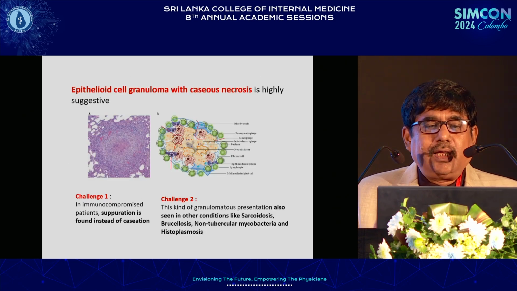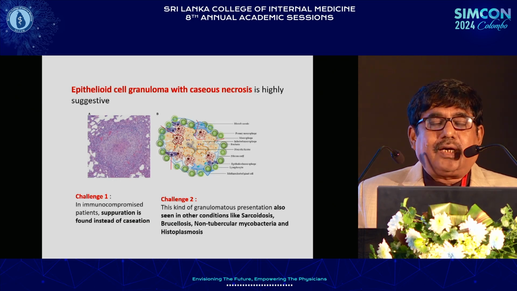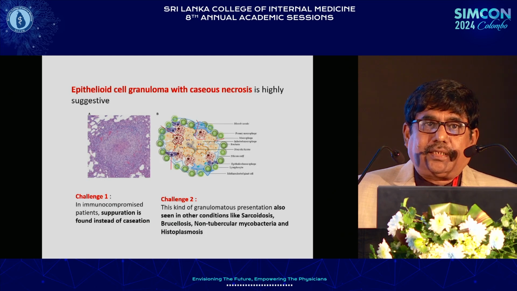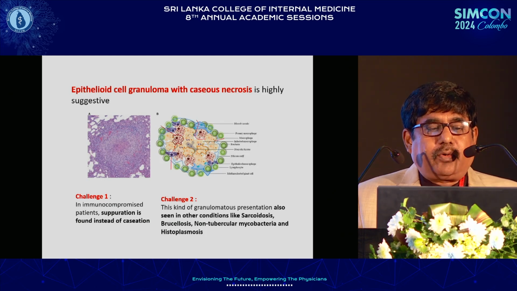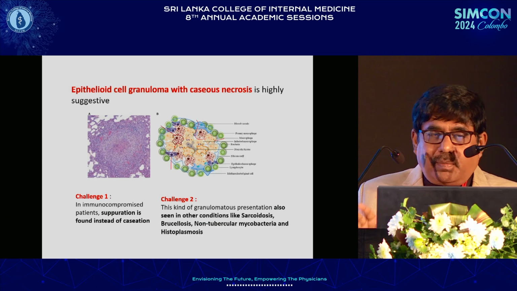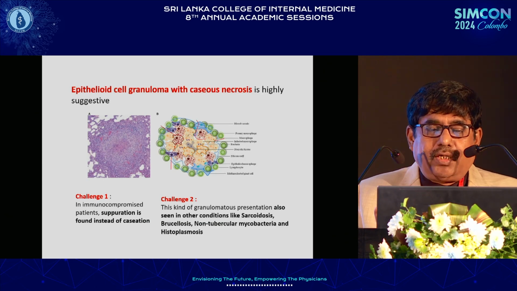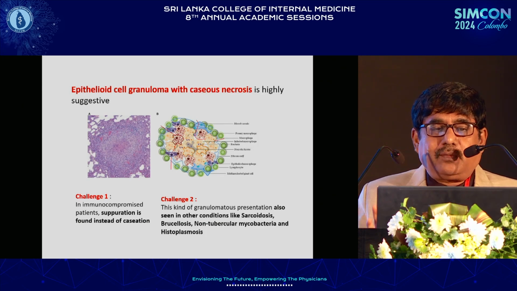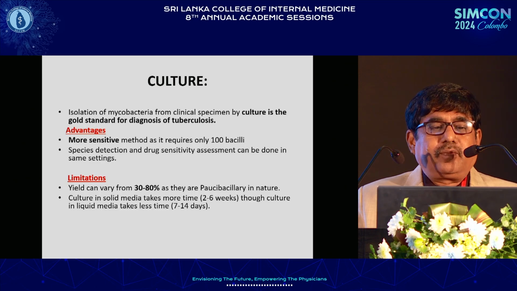Second is the biopsy. Biopsy, as we have classically learned from third year pathology training, shows epithelioid granuloma with caseation necrosis, highly suggestive of tuberculosis. But there are two challenges. One challenge is that in an immunocompromised patient, we may not get caseation, rather we will get suppuration. And in some other conditions we get a similar pattern, such as sarcoidosis, brucellosis, non-tuberculous mycobacteria, histoplasmosis, and we may be confused.